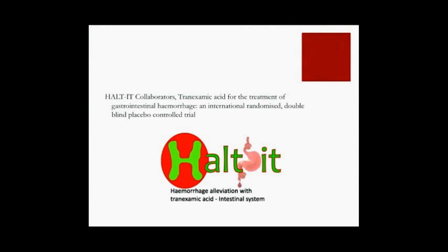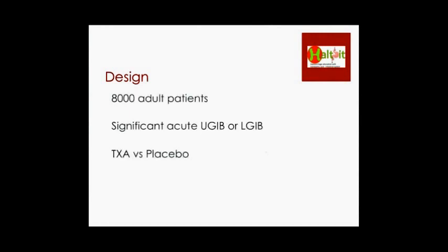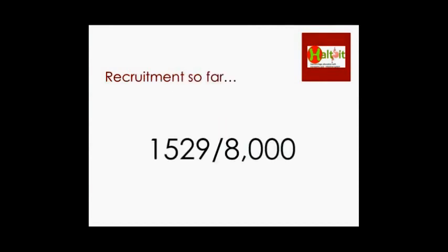Studies to look forward to. The HALT-IT trial. Again, TXA in the treatment of gastrointestinal bleeds. Very similar to the CRASH-2 and CRASH-3 design. RCT, multi-center, double-blind. They're looking to randomize 8,000 patients with significant acute upper and lower GI bleeds, randomizing TXA to placebo. Just note that the TXA doses will be higher in these patients. I think it's a total of 4 grams in 24 hours, as opposed to the 2. And they're about a quarter of the way there.